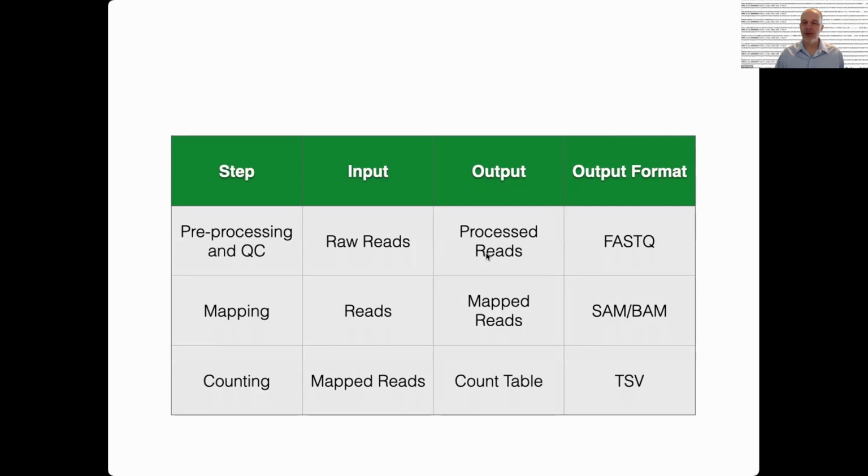So we kind of went through some of these steps, right? With the library example, we went through the mapping step and the counting step, and those are going to be pretty similar. We'll talk in a little bit about the pre-processing and quality control.